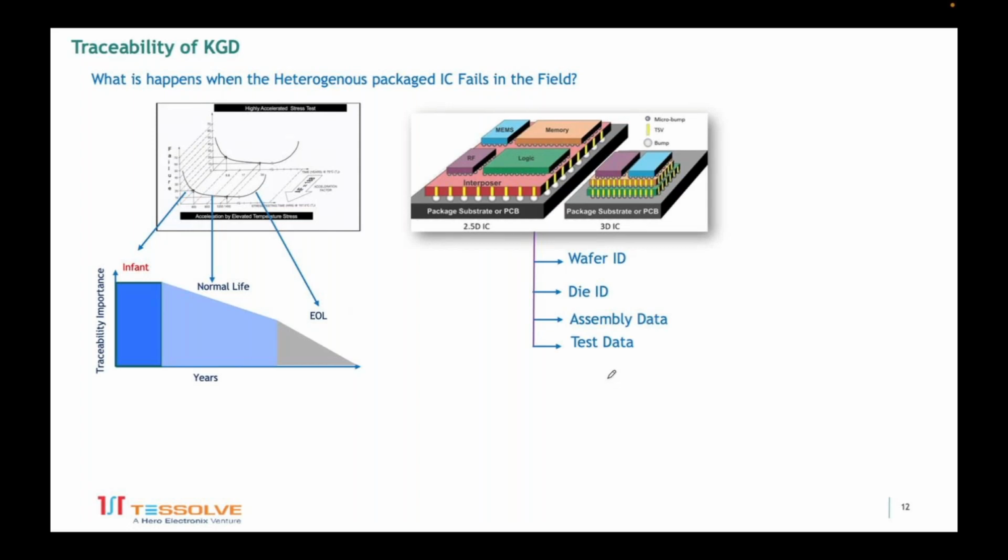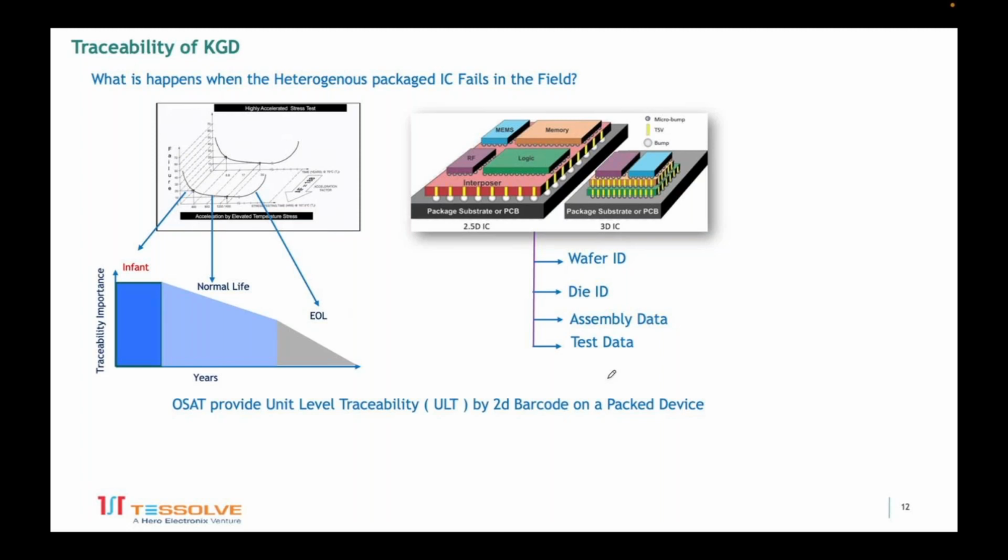If you look at any package, because of this heterogeneous integration, there may be a link to the particular wafer ID that each chiplet came from, and this is applicable to each type of device, be it memory, logic, things like that. And we have a die ID, then there is assembly data and test data behind it. So these need to be analyzed to come out with the root cause, where the probable issue could be.